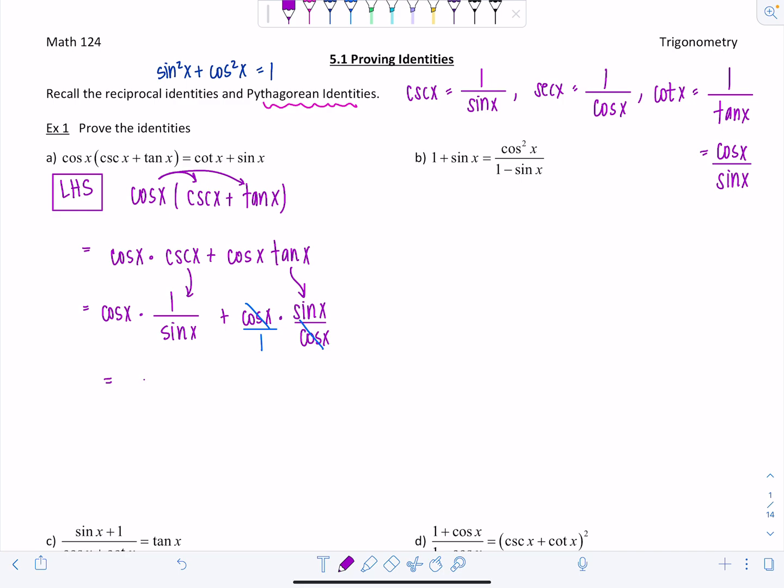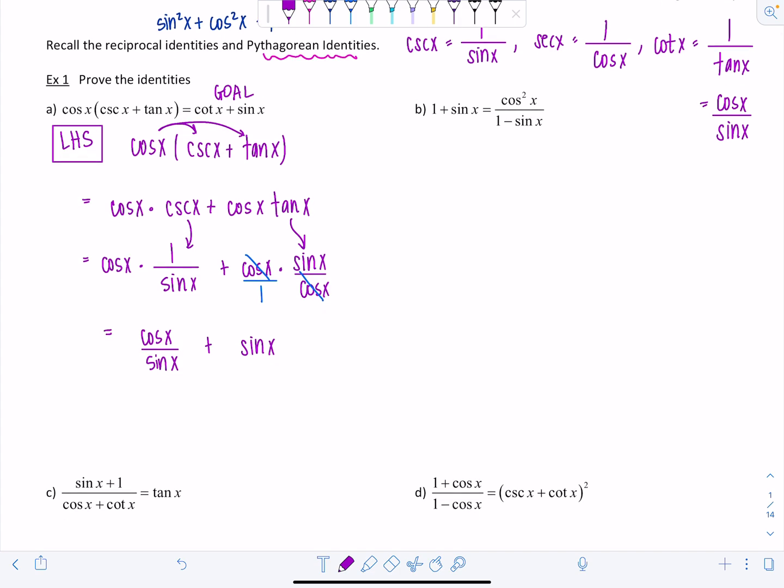All right, so I've got cosine x times 1 over sine x. I can just write that as cosine x over sine x. Plus, now I just have sine x left in the second term. And go ahead, take a peek. What's your goal? The goal is the right-hand side, and we're pretty much there. I just have to replace cosine x over sine x with cotangent x, and I'm done. And then let me indicate we are finished. Voila, this is the right-hand side. Nice.